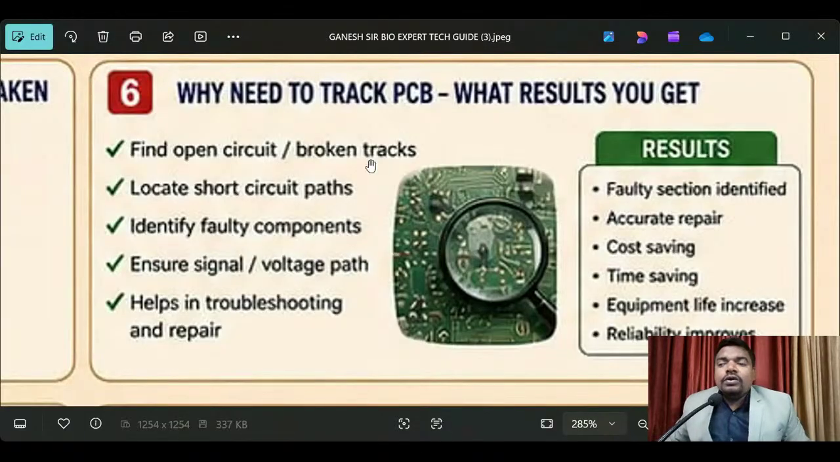Now come here, PCB trace procedure is the topic. See here, the sixth point I'm going to say: why we need to trace the PCB and what results you get. These are very, very important. As a biomedical engineer, if I do this, what will happen? If I trace this, what will I get, what can I find out? That is the diagnosis process.